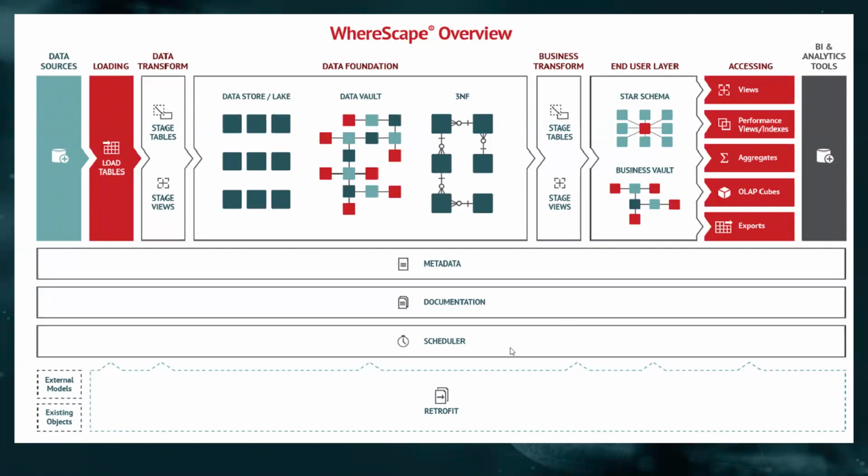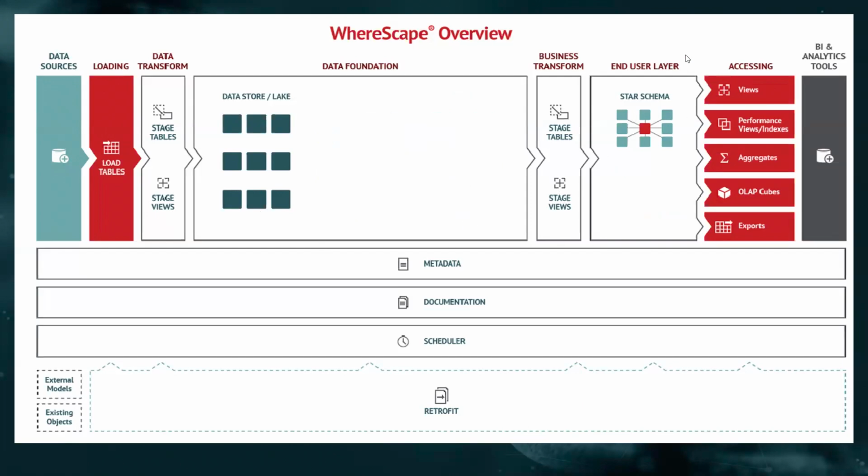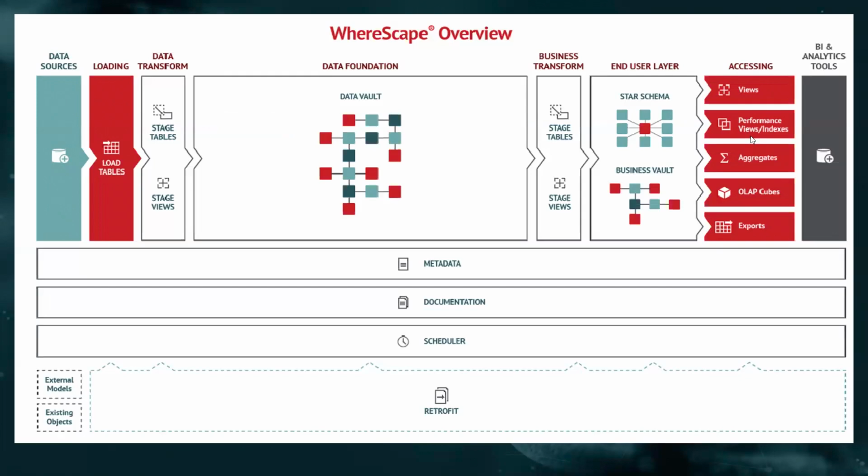Now, there's been some confusion around this diagram in recent demos. People seem to think that what this means is you have to build all of these things, or that this is all we do, and that's not the case. It's your choice what you build. Maybe you just want a data store or data lake with some kind of star schema on top of it to provide your access layer. Or maybe you're building a data vault and you wish to have your data vault and business vault, again, maybe with some kind of star schema structures on top for accessing the data.